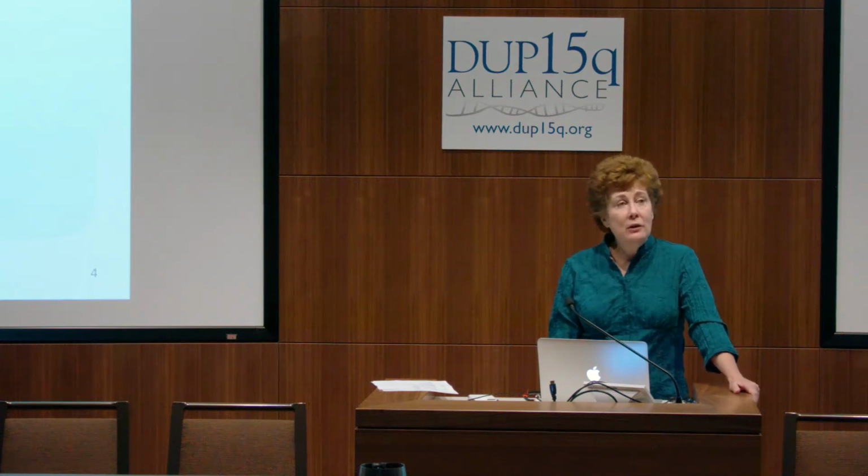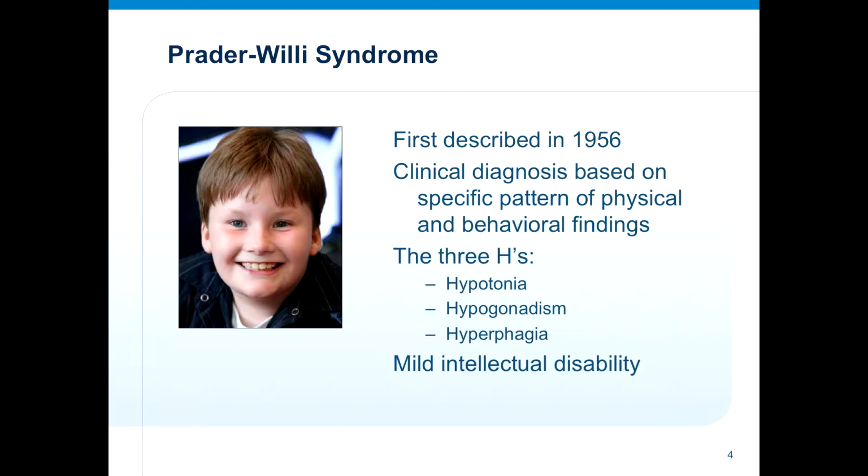So just to step back and look at the region, the deletion of the region, as most of you well know, can be seen in two different syndromes, Prader-Willi syndrome and Angelman syndrome. And for Prader-Willi, this was first clinically described in 1956.